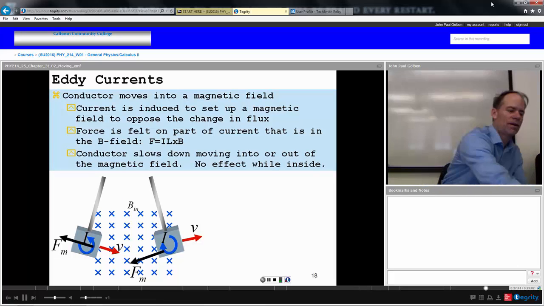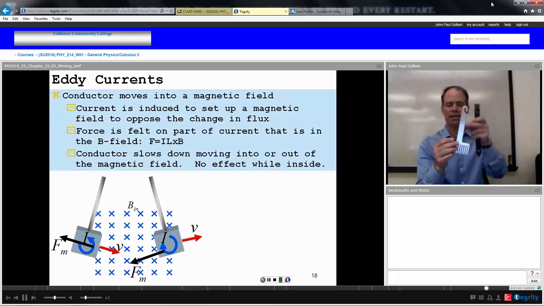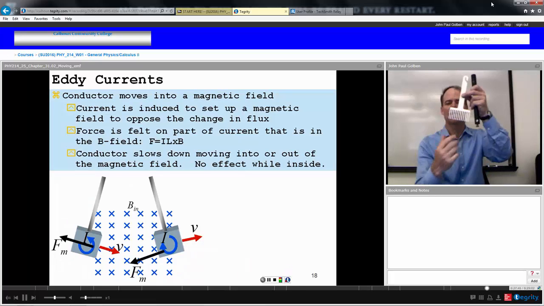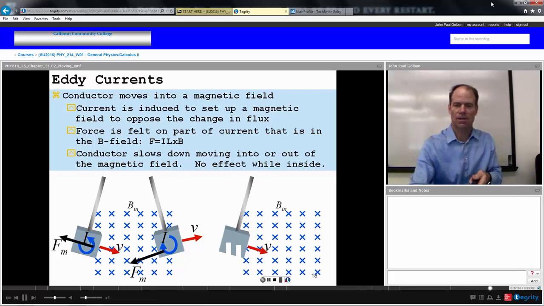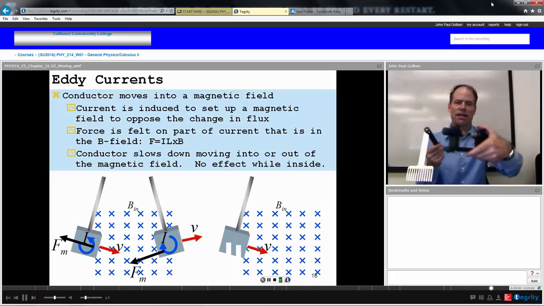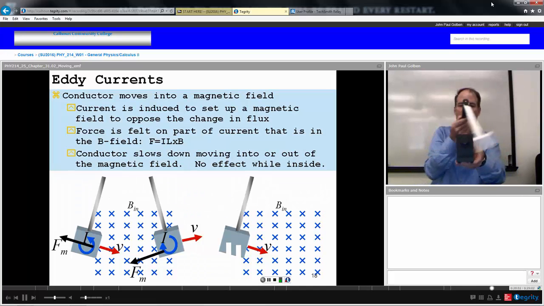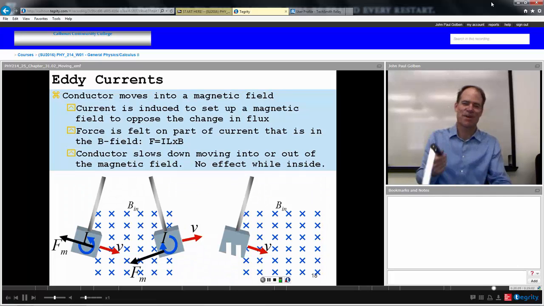Note, however, if I take another aluminum piece and I cut slots into it, so the large eddy currents can't flow, because now there's no conducting material down here to allow those currents to flow. That's going to interrupt the possibility of those eddy currents through this, and it goes freely through without being stopped. How about that?